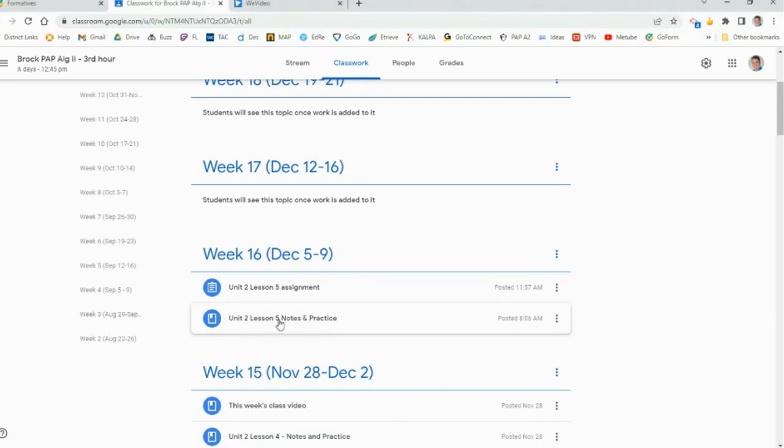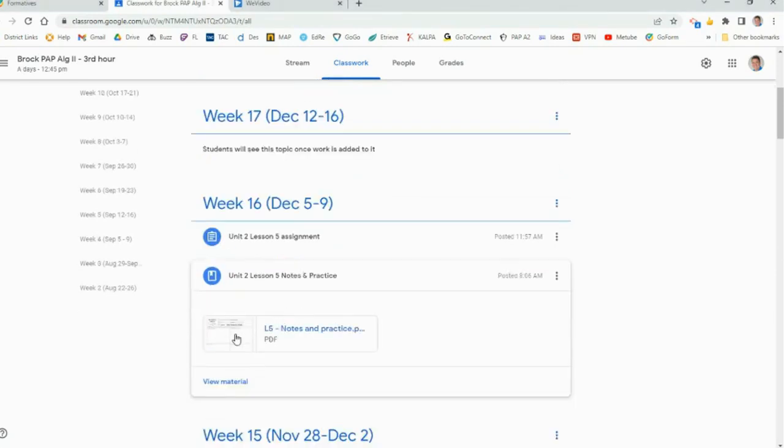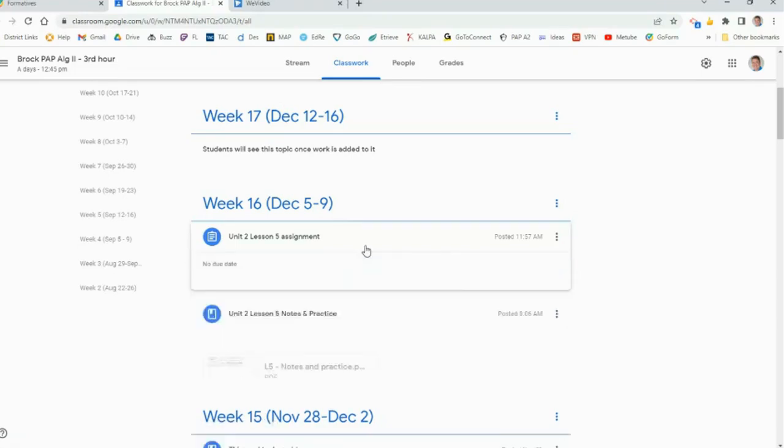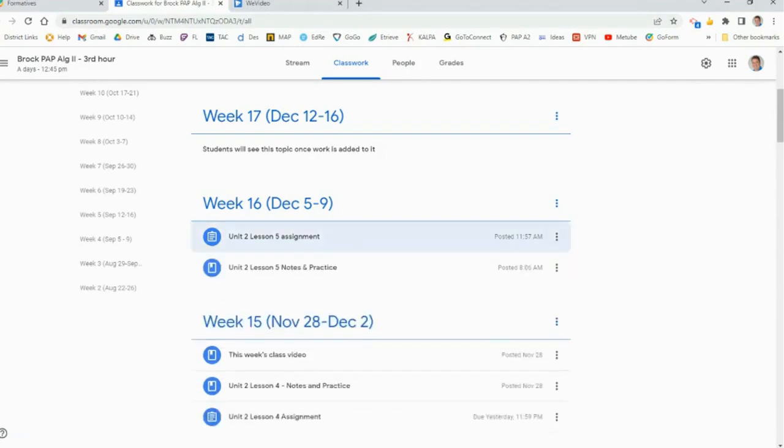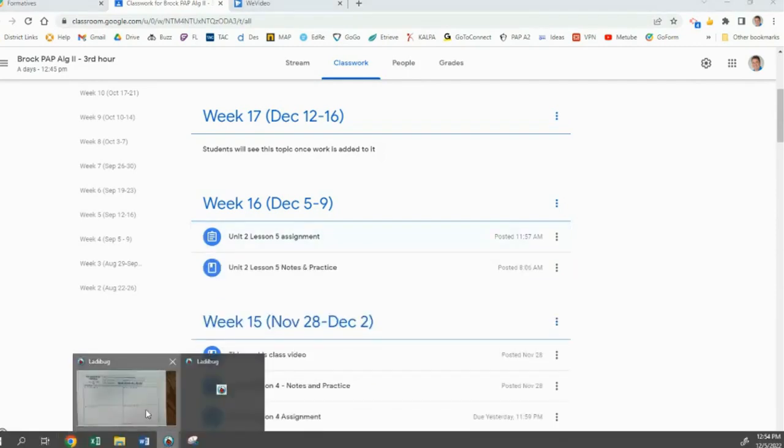So we have the notes and practice. Everybody open those up or print those off. You need to have pencil and paper to take notes and work sample problems. Remember, any notes you take, you can use on any test, the final, any quiz, anything. And then our assignment is right there. All right, let's take a look at the notes for this week.